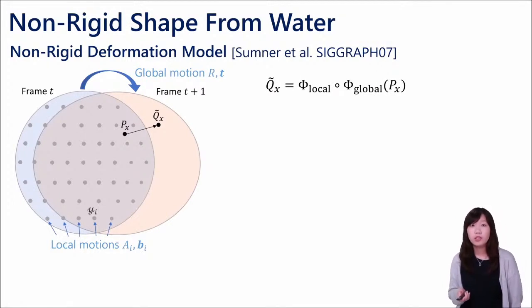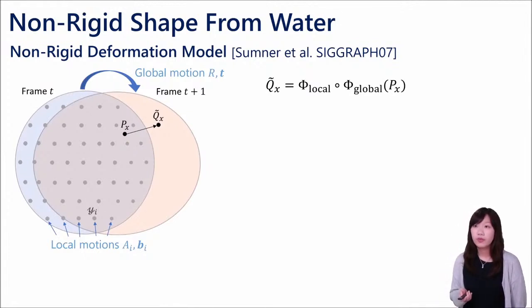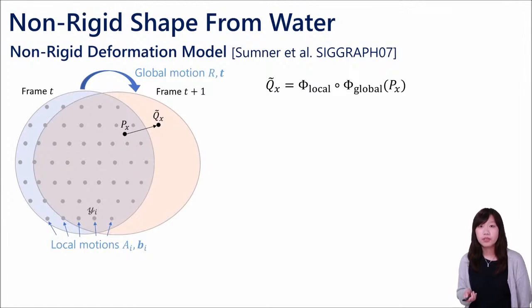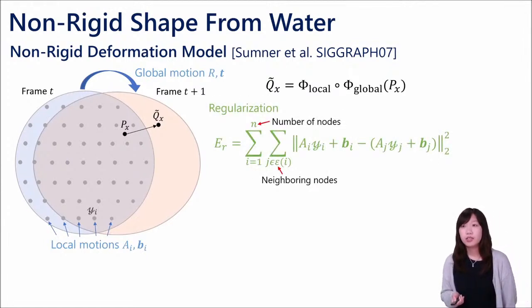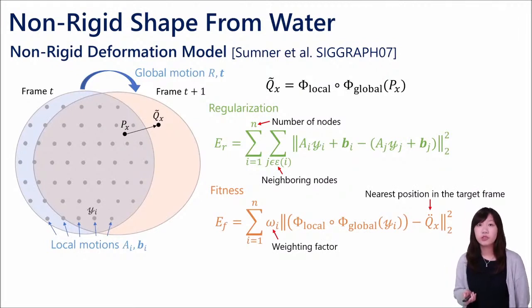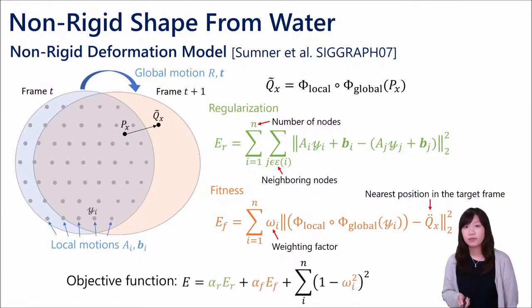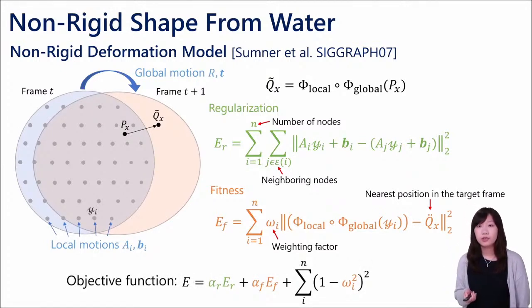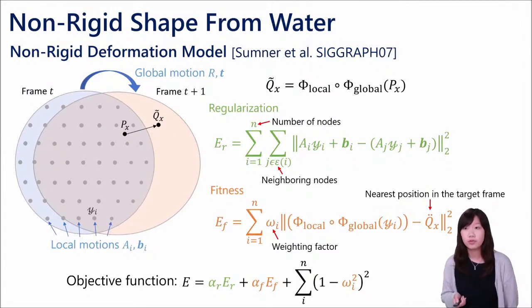Once we have the initial estimates of all deformations, we can further refine them globally by enforcing the similarity of local motions and the fitness that maintains the fidelity of the original scene flow. The entire objective function is like this. Here, the last term is used to encourage as many corresponding nodes as possible.